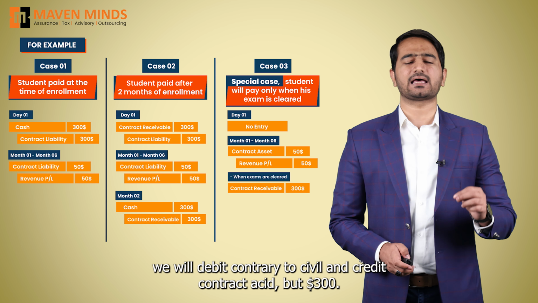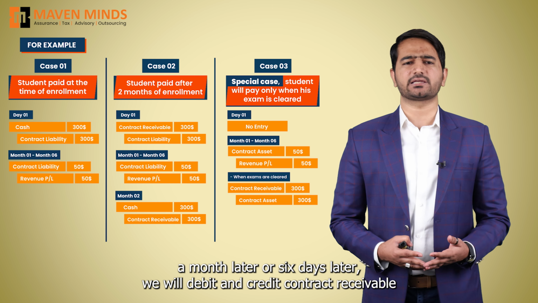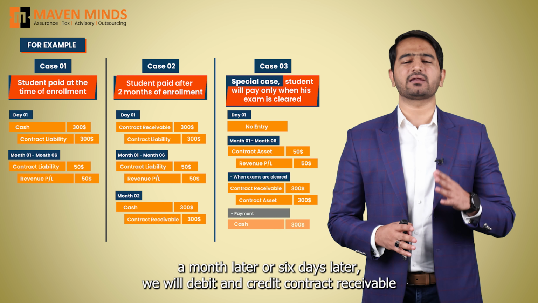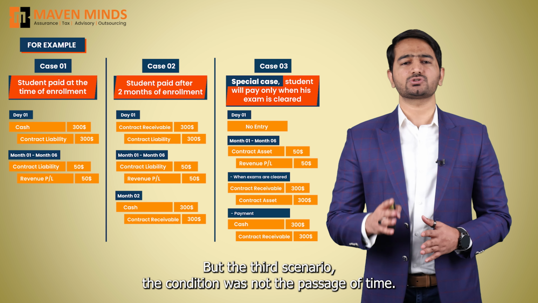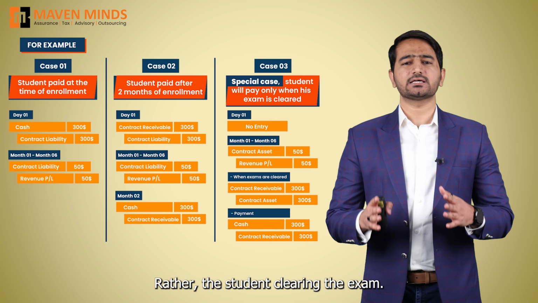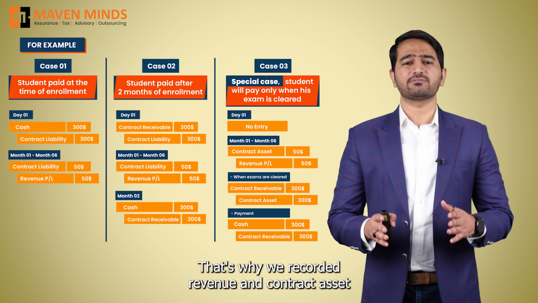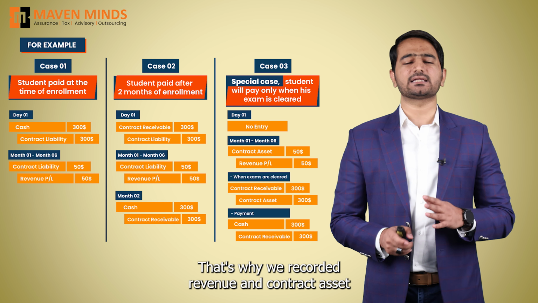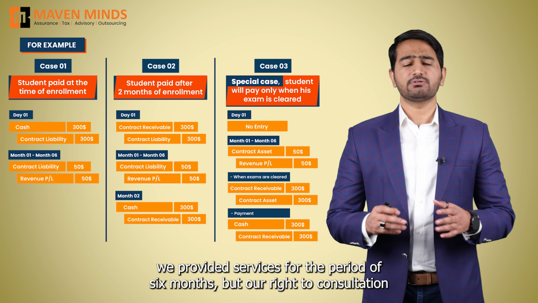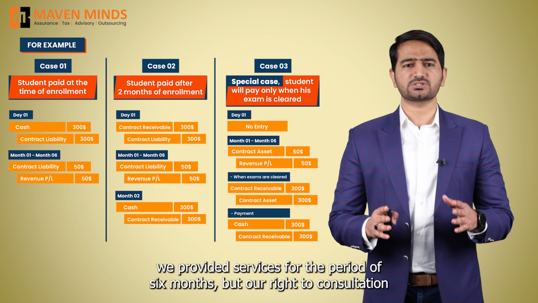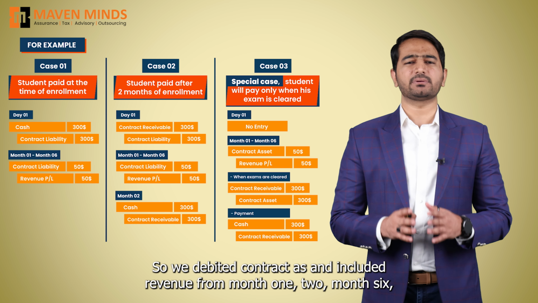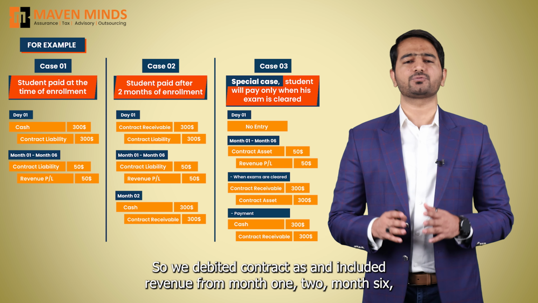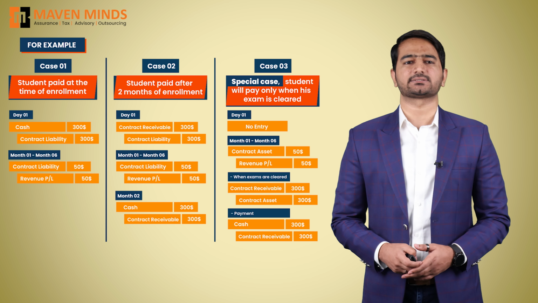And then whenever the student finally pays, whether he pays the next day, a month later or 6 days later, we will debit cash and credit contract receivable. In the third scenario, the condition was not the passage of time, rather the student clearing the exam. That's why we recorded revenue and contract asset at the end of each month. We provided services over the period of 6 months, but our right to consideration was conditional upon the clearance of the exam. So we debited contract asset and credited revenue from month 1 to month 6.